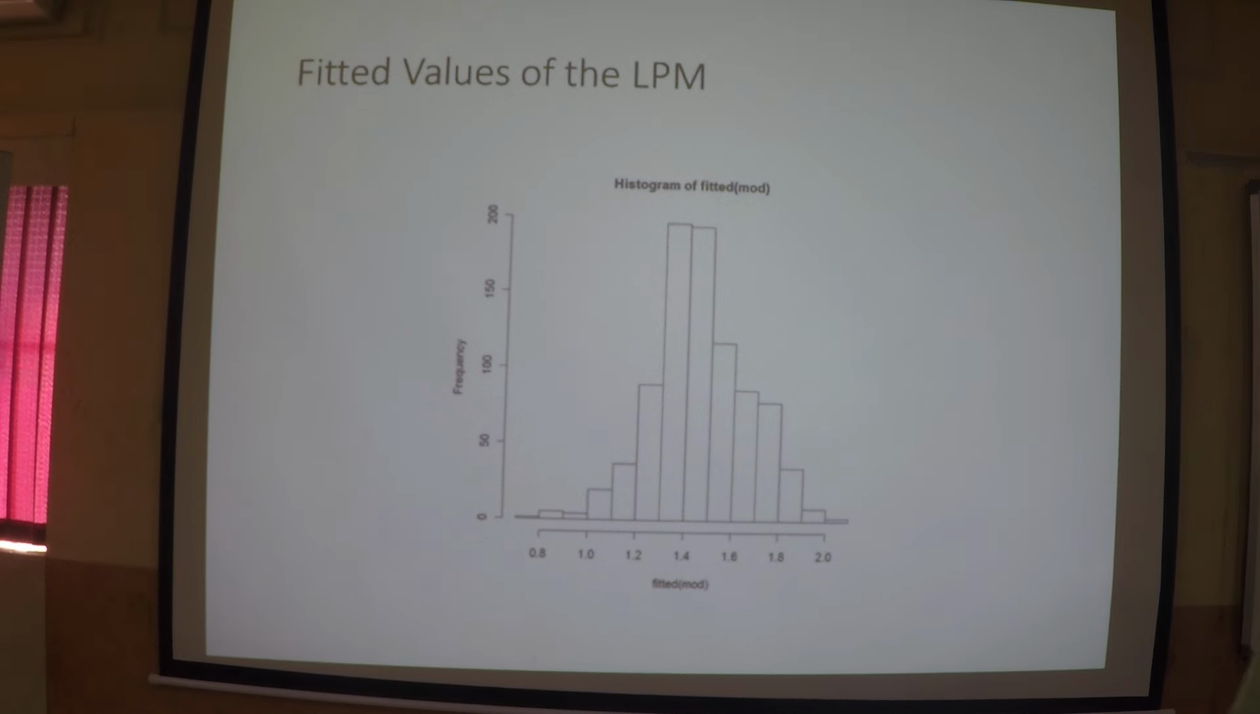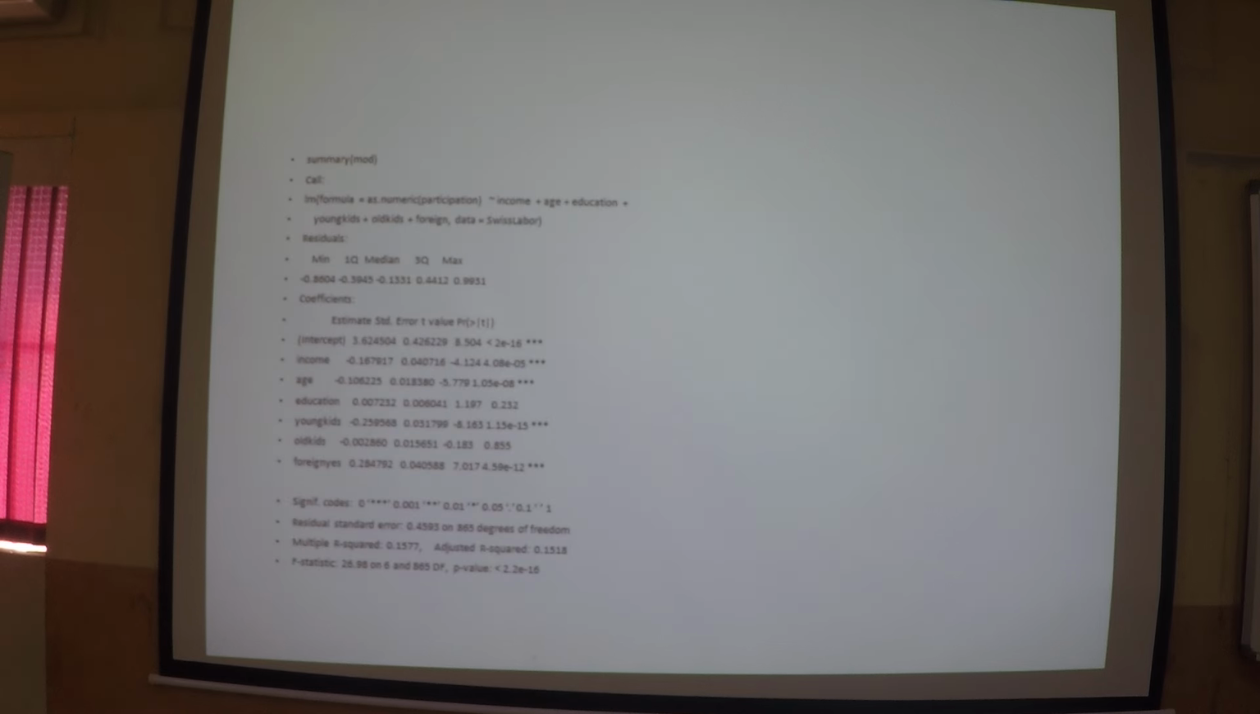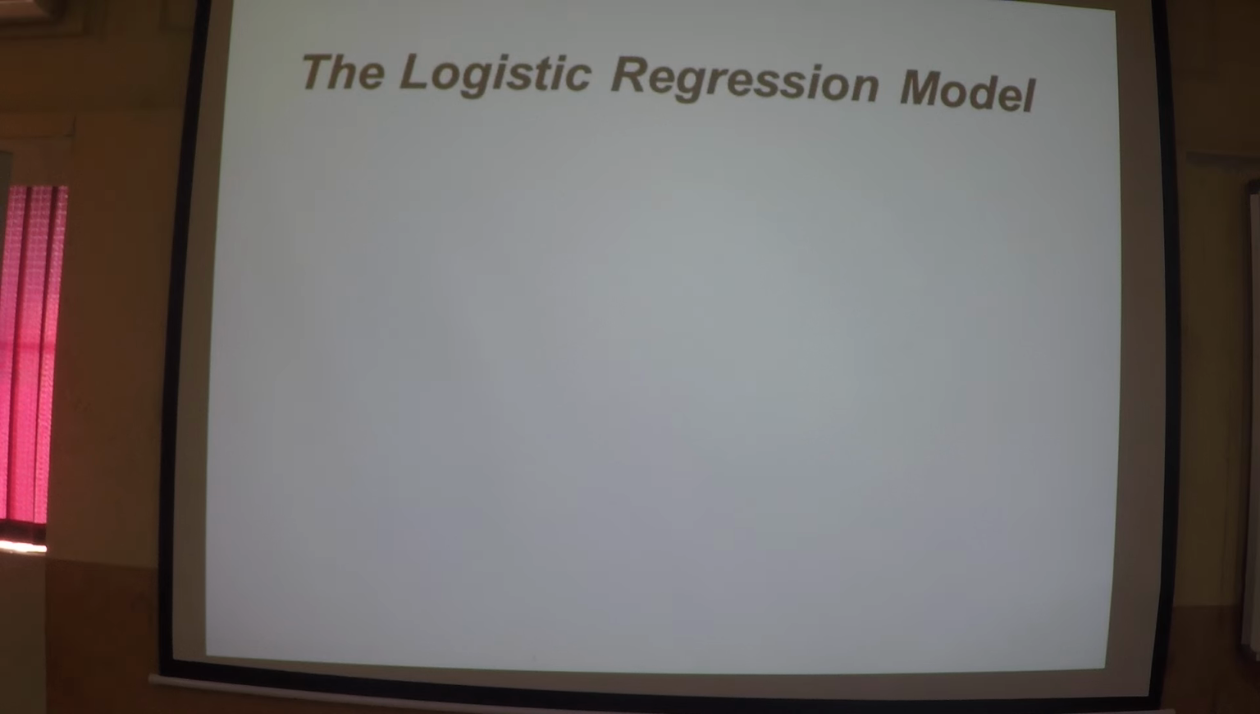Okay? There's a problem with this. This is the histogram of the fitted values of the LPM. So the linear probability model is not really acceptable to us because it will generate probabilities which are greater than 1, which are nonsensical, right? Obvious, no? Because if a person has a specific income or specific values, there is no guarantee that the value of y will be less than 1. It can be any value, right? So that's the basic problem. We can't scale down the values to 1. How will you?